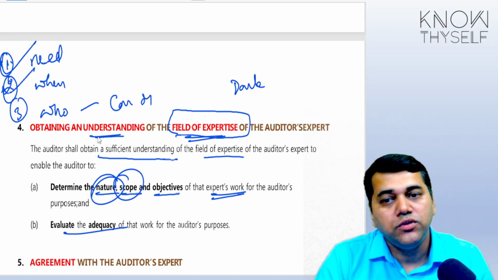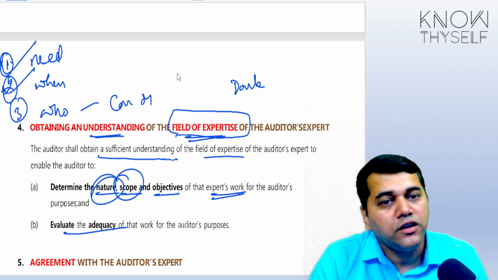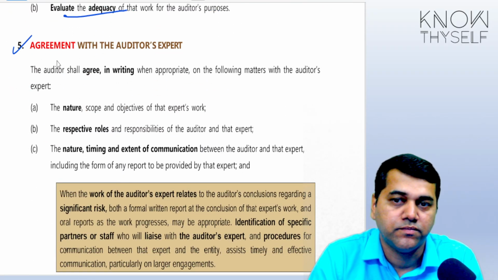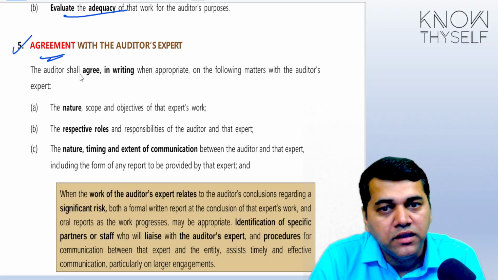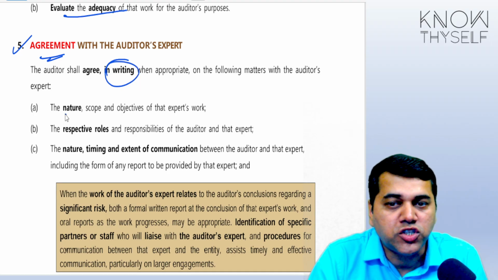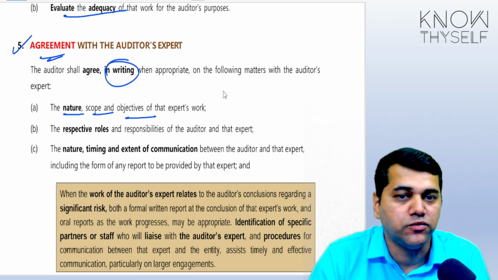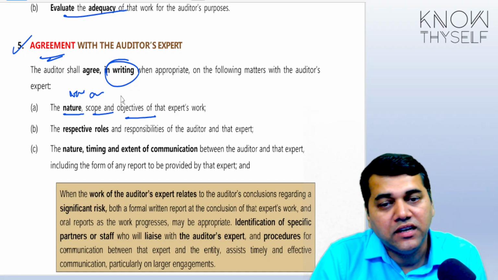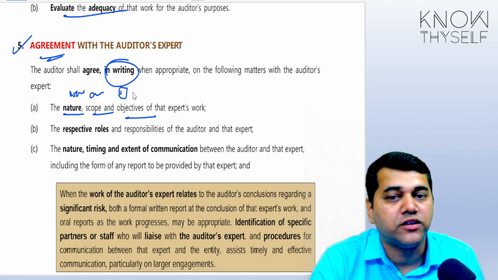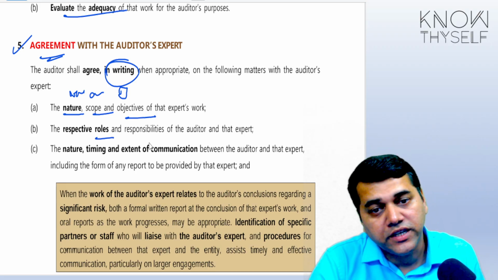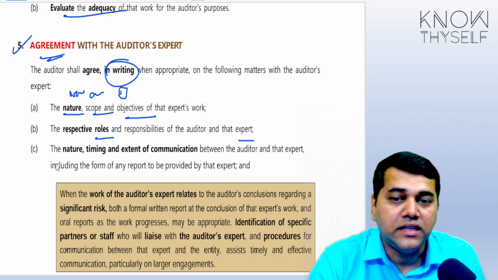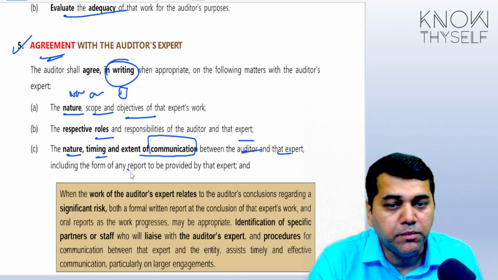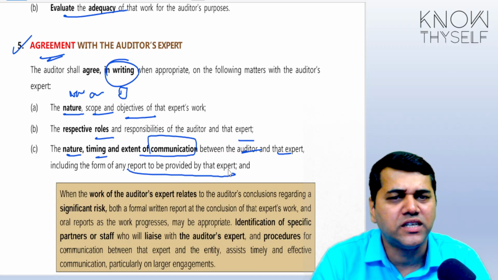Yes. Now, see, you decided who, and you start to get understanding also. Now you need to have an agreement with the auditor's expert, because this person is a third party. So you need to agree in writing what should be the nature, scope, and objective of the expert's work: what they are supposed to do, what all the areas they need to cover, to what extent, and what is that final objective, like what report they are supposed to give you. Now, what is the role of the auditor and what is the role of the expert? And the nature, timing, and extent of the communication which should happen between the auditor and the expert, and what type of report is to be provided by the expert. So, this is what generally happens.